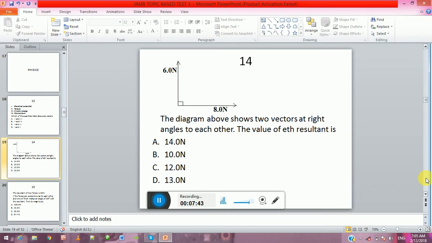The diagram above shows two vectors at right angles to each other. The value of the resultant is A 14 newtons, B 10 newtons, C 12 newtons, D 13 newtons.